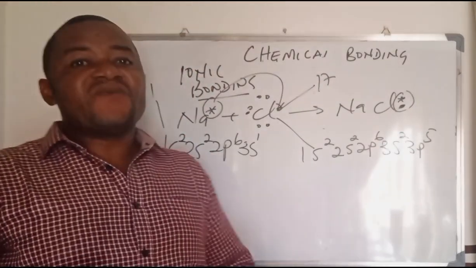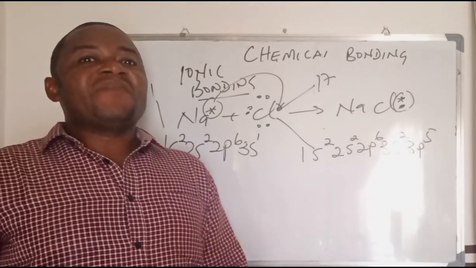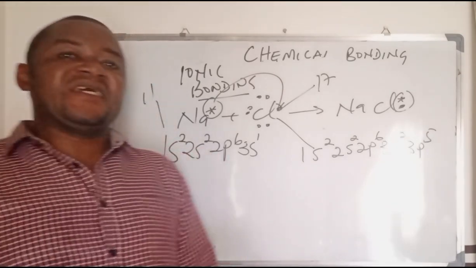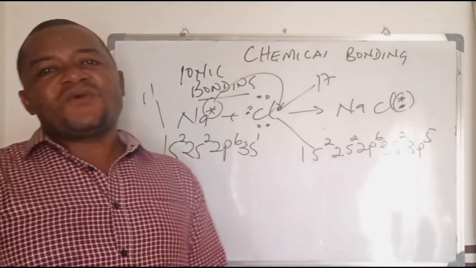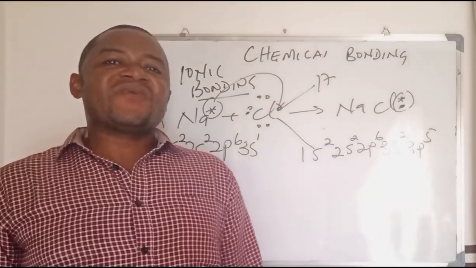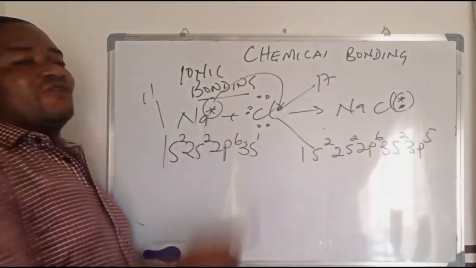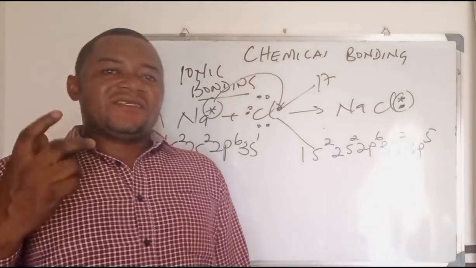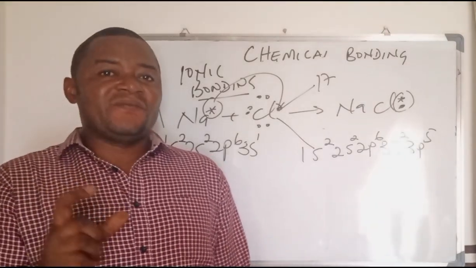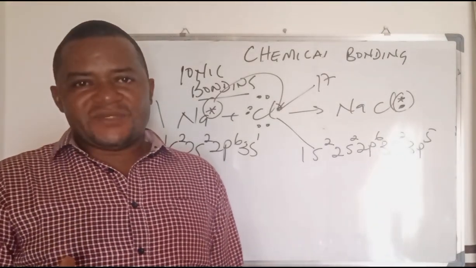It makes chlorine very unstable. It makes chlorine far away from obtaining an octet state, or the noble gas configuration state. Therefore chlorine can acquire an electron from the cation to have 8 electrons at the valence shell, which gives it the opportunity of stability.